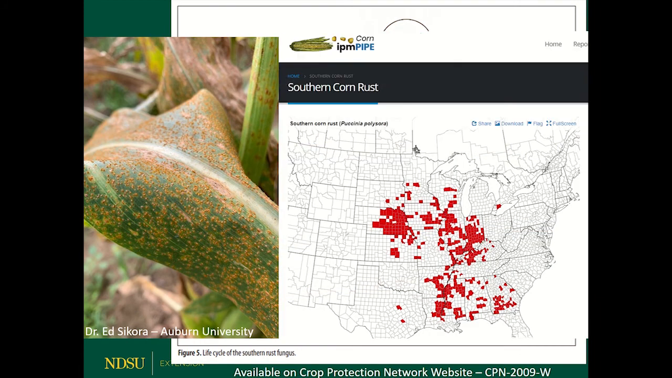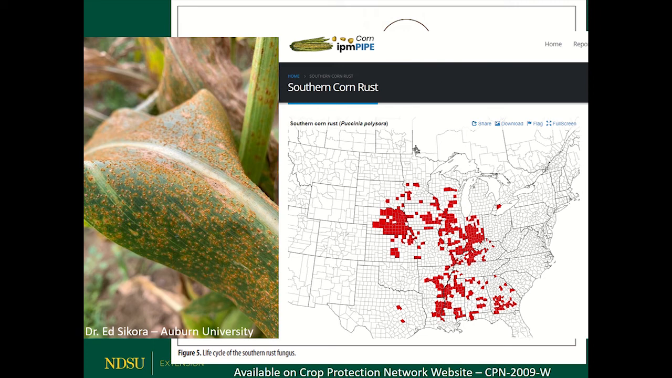And one way we do this is through the iPipe system. We're able to track southern rust and reports of southern rust throughout the growing season. Now this was a snapshot taken, but as you can see, anything that's highlighted in red is a positive report. And we saw a high level of this disease in Nebraska and in South Dakota, and then we found it in North Dakota late in the season.